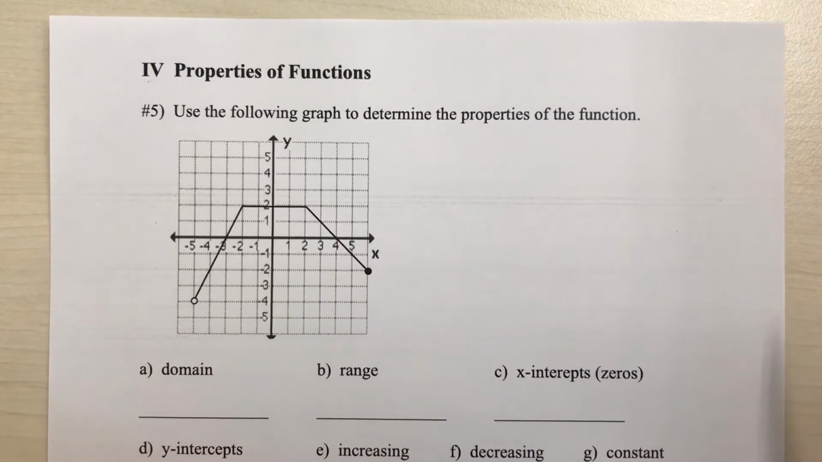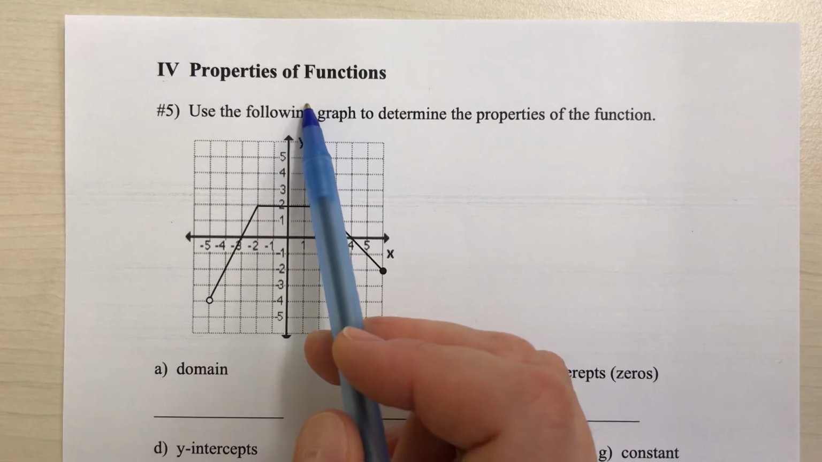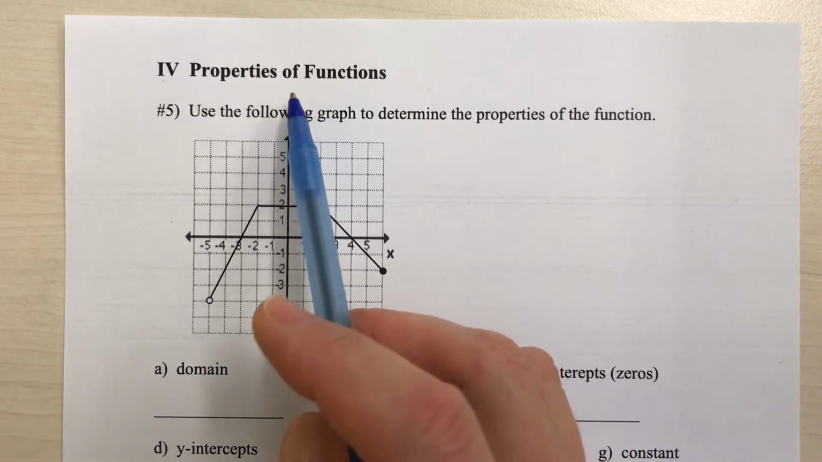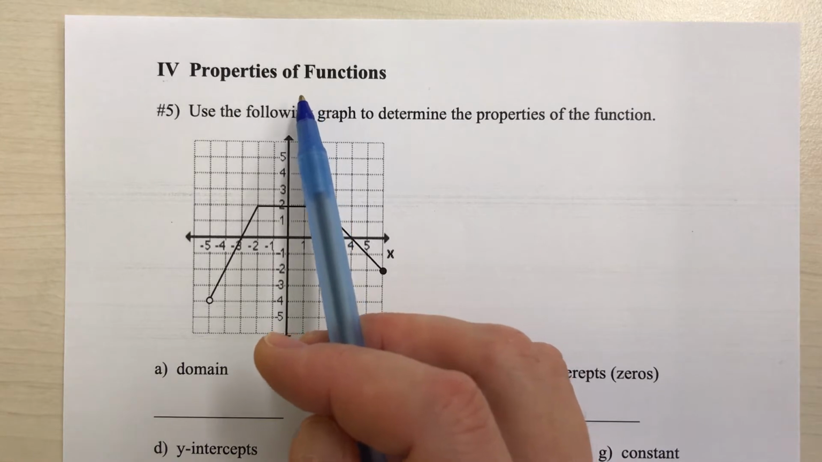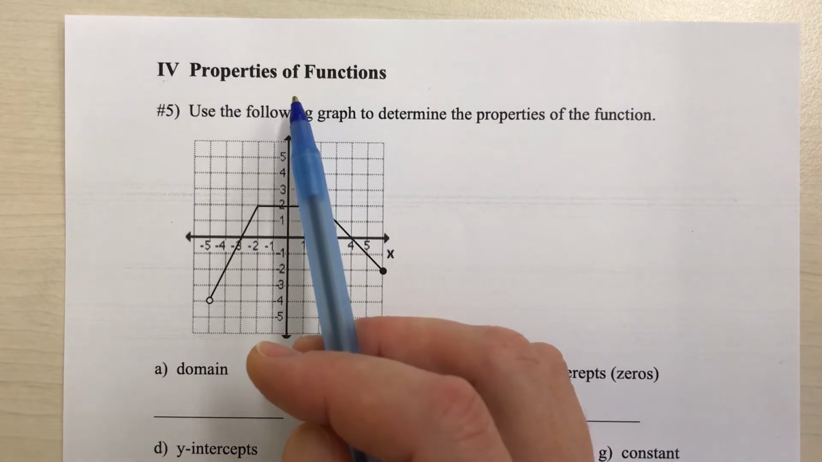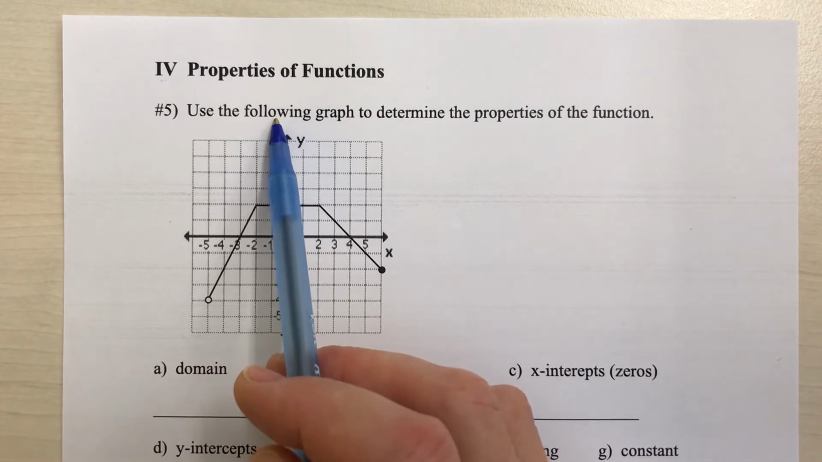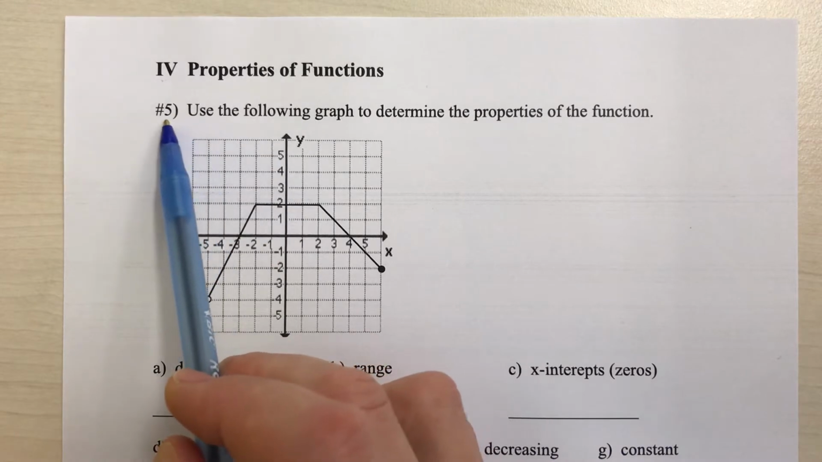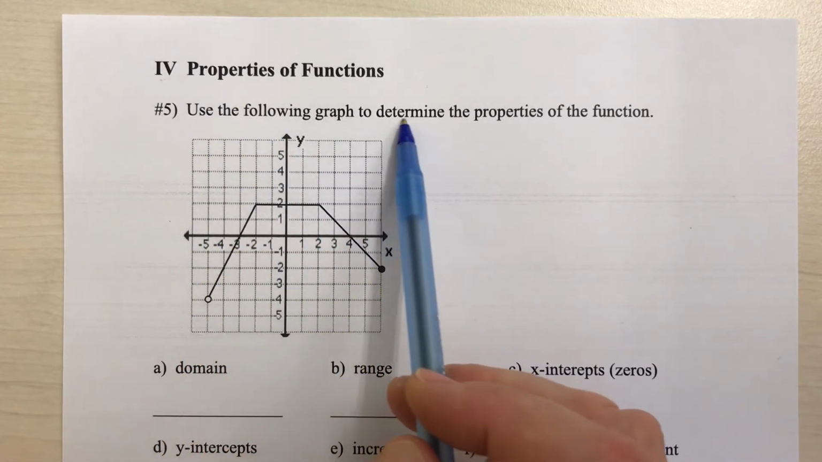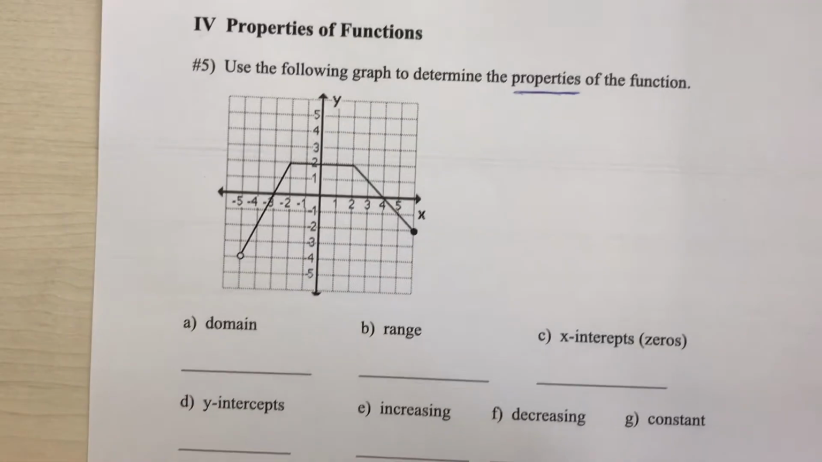There's a lot of vocabulary when we talk about functions. And when you hear this vocabulary, you need to ask yourself, is this referring to the x value or to the y value? Domain or range? So when you hear the words, we need to be familiar with them so that we know where we're looking or what we're trying to find. So number 5, use the following graph to determine the properties of the function.